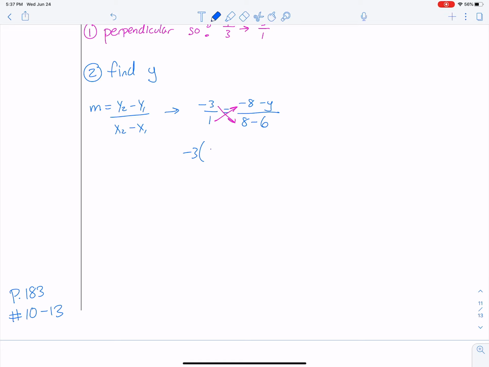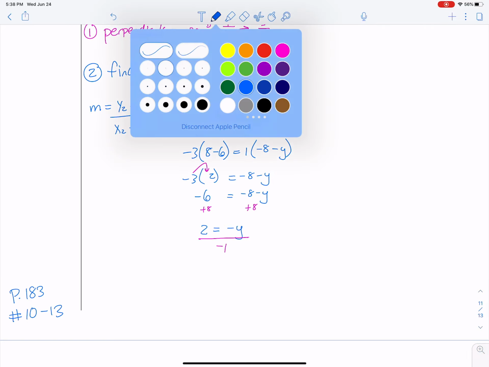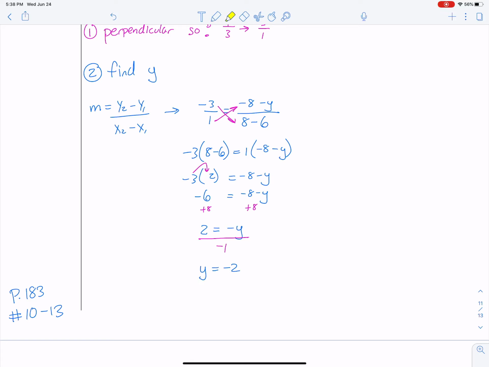So maybe you've taken the chance to try and solve this. Okay, so I'm going to simplify my brackets. It's going to be 2. Here, I can drop the 1 because it's not going to have any impact. So now I'm going to multiply here. -3 times 2 is going to give me -6. Now I need to move my -8 to the other side, so I'm going to add 8 to both sides. I'm going to get 2 is equal to -y. And then I'm going to divide by -1. So we get y is equal to -2 as a final answer.